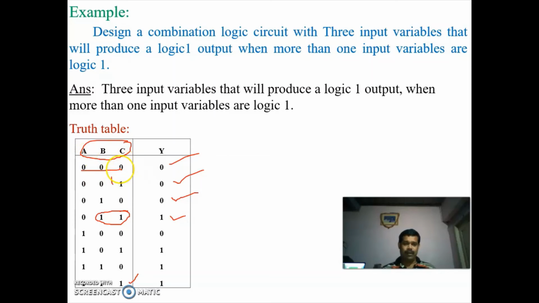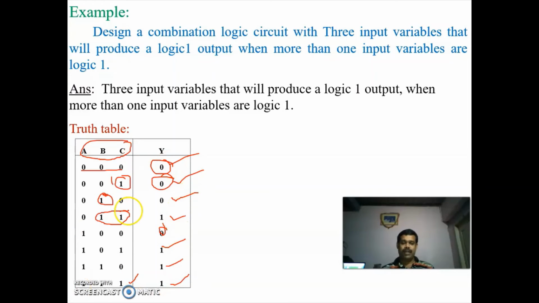So here no ones, so output is 0. Here only one, so output is 0. Here also only one, so output is 0. So two ones, output is 1. Here only one, output is 0. Here two ones, output is 1. Here two ones, output is 1. Here also more than two ones, so output is 1.